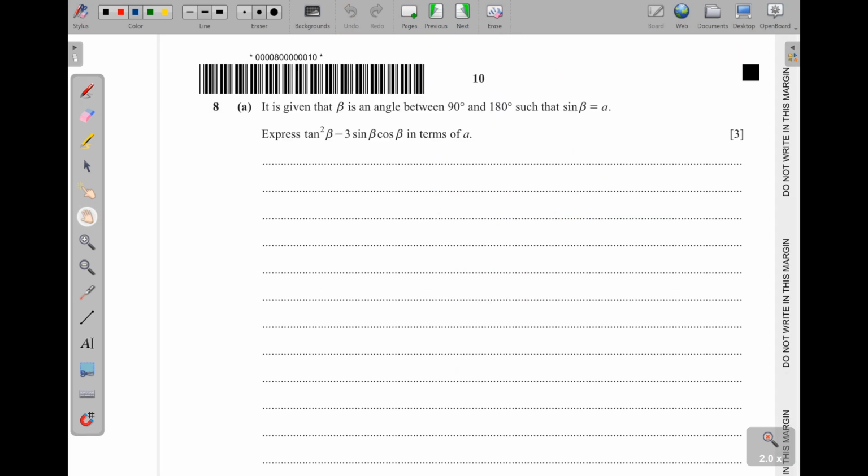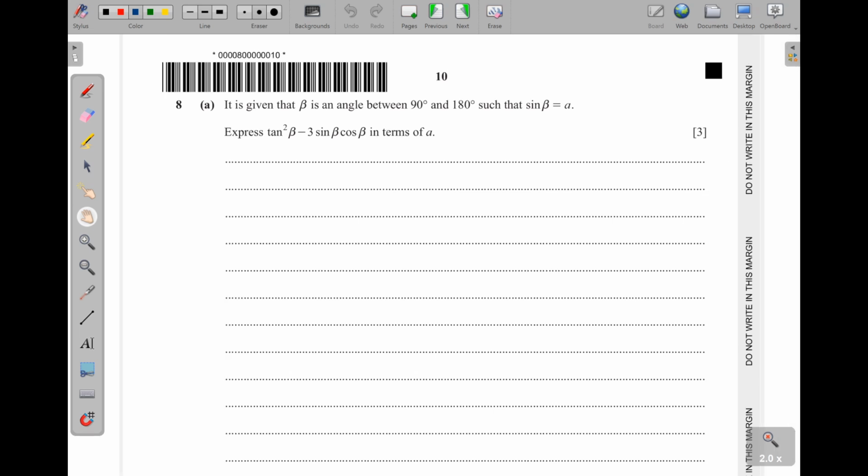Question 8, part A. It is given that beta is an angle between 90 degrees and 180 degrees, that is an obtuse angle, such that sine of beta is equal to A. Express tan squared beta minus 3 sine beta cos beta in terms of A.